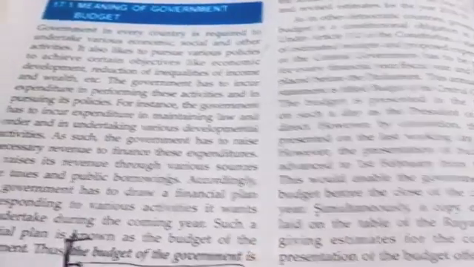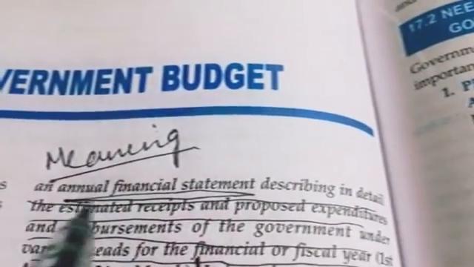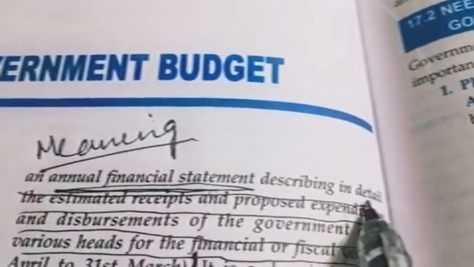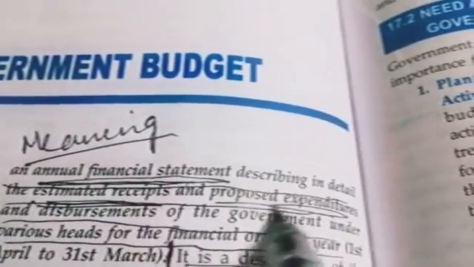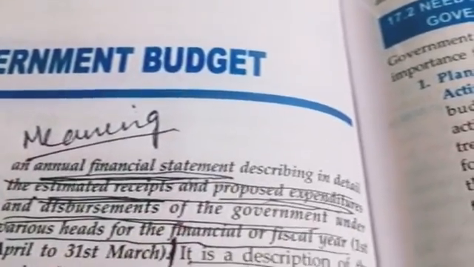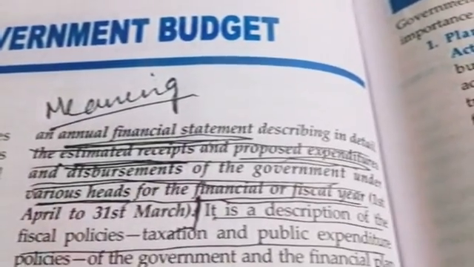Okay, so I have explained to you just now the meaning of fiscal policy. So I'll show you what you people have to learn. Now see, the budget of the government is an annual financial statement. From here you will learn; extra things are not needed. This is a key word. Without this, don't write the meaning of the budget. Describing in detail about what? Estimated receipt and proposed expenditure and disbursement of the government under various heads for the financial year or fiscal year is called budget.